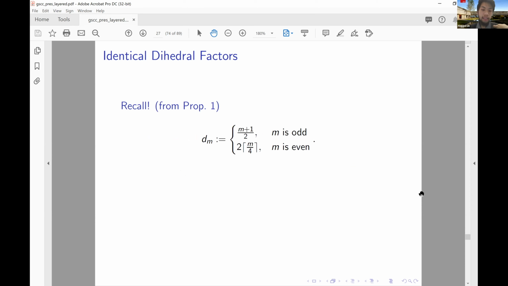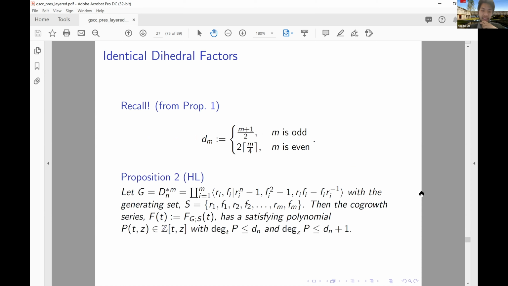So now recall this formula we had before from my first proposition. I guess I should use n instead of m, but it doesn't really matter. And as you can see, we can get some degree bound for our satisfying polynomial. Don't get confused that you saw P, it's actually just the Q that we've been talking about.